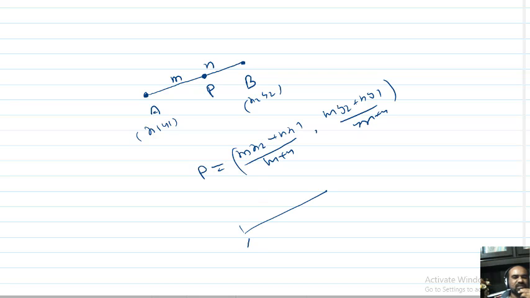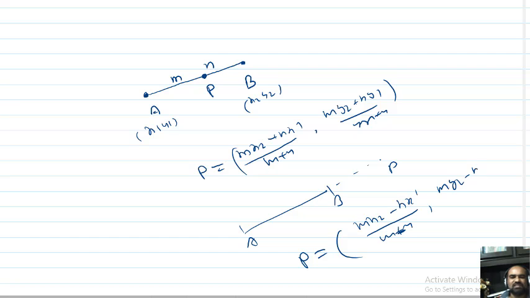If P is on extended AB or extended BA, then you can say that P divides AB externally in the ratio AP is to PB. For example, the ratio is m is to n. Directly I can say P equal to mx2 minus nx1 by m minus n comma my2 minus ny1 by m minus n. Okay, this is one thing.